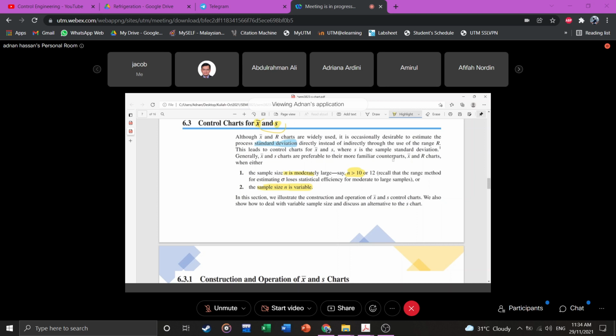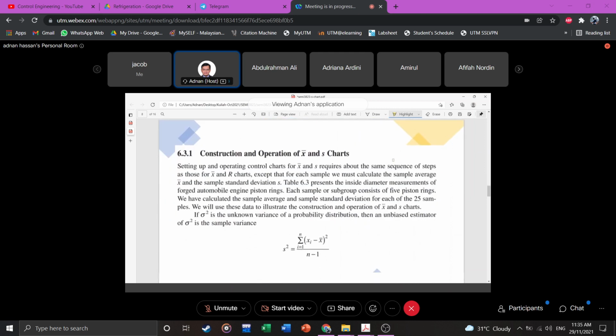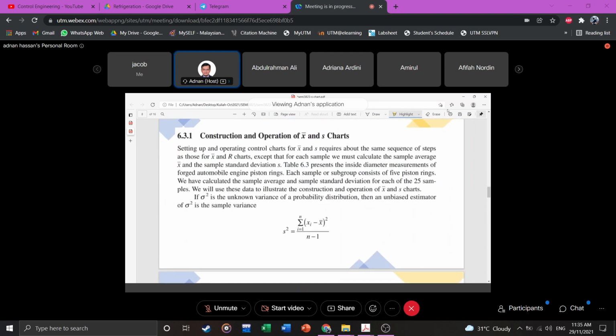How do we prepare the X bar and S chart? We have to understand this theory: the construction of the X bar and S chart. As usual, we take 25 samples, which is actually the G; in the book we call it sample. We calculate the sample average and sample standard deviation for the 25 samples.